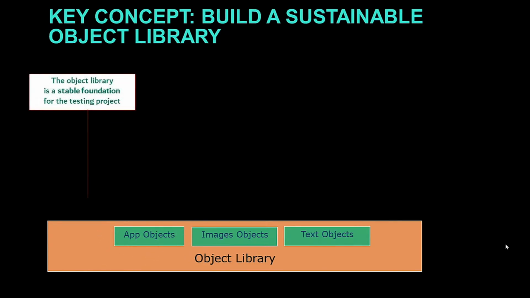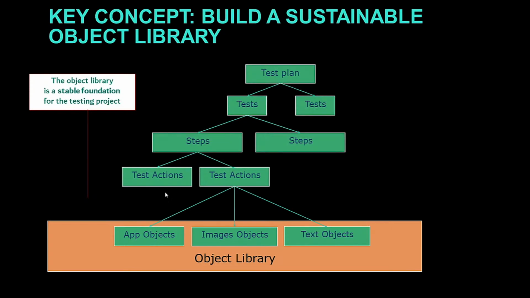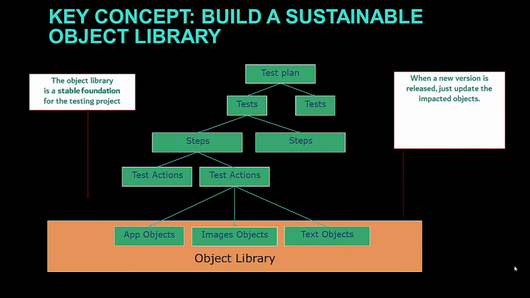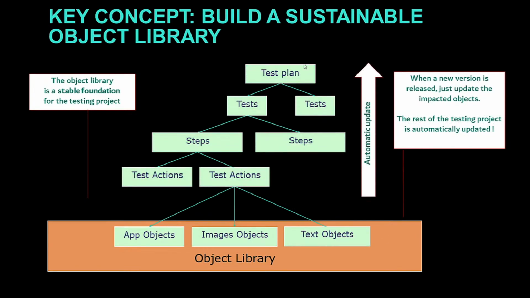And as I mentioned, this is a stable foundation that we base our testing project on. AscentialTest is a very object-oriented test tool. So we build all of our test actions, our steps, our tests, our plans. They're all built on this object library. What's important to you is that when you get a new release of your application, you will update the definitions of these objects without impacting the rest of your project. AscentialTest will automatically update the rest of your testing projects when you maintain or change these object definitions to match any changes in the target application.